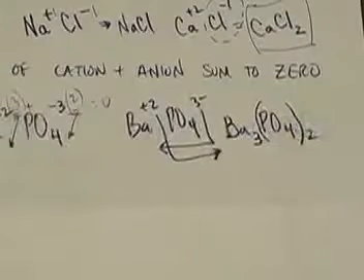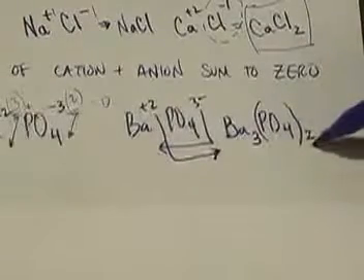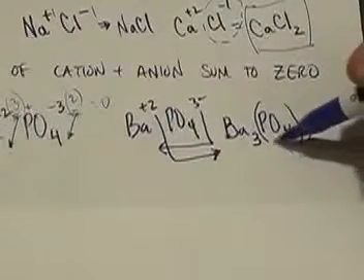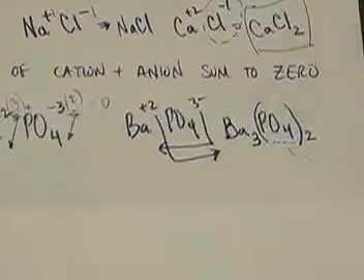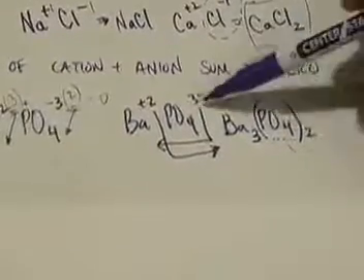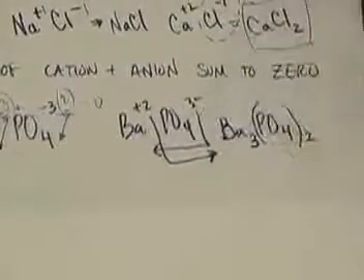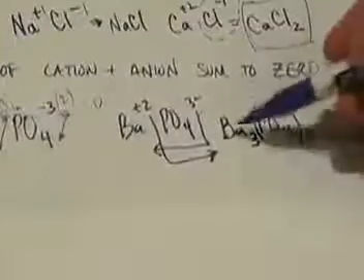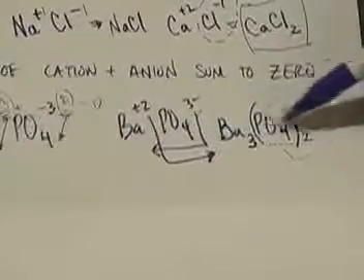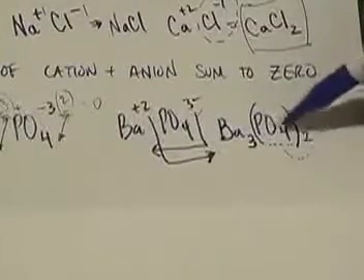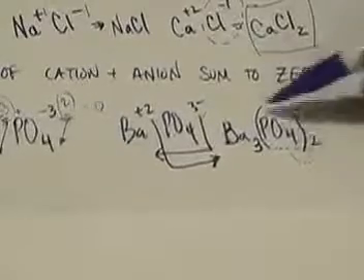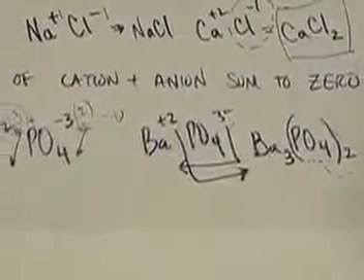You could put parentheses around anything you want, but notice that the 2 speaks to everything inside of the parentheses right here, indicating there are 2 of this -3 thing. And there are 3 of this barium right here. Could I put parentheses around the barium? Sure. Is it necessary? No, because there's only 1 of them. But anytime you have a polyatomic ion, remember an ion that has more than 1 atom, then always put parentheses around it if there's more than 1.